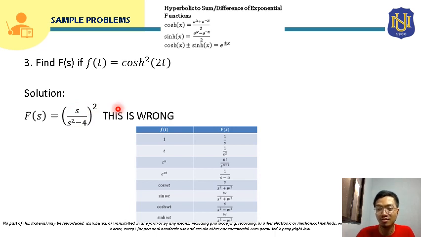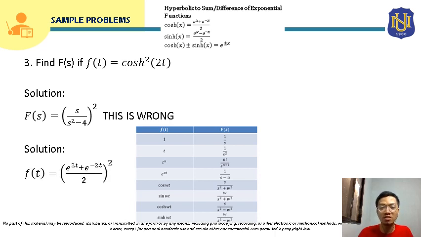Class, this is actually wrong. This is a wrong solution, a wrong answer if you do this, because this is not linearity of Laplace transform, so we cannot apply this. The right solution: since our given is cosh squared 2t, we know that we can transform cosh 2t into its equivalent sum or difference of exponential functions. So that's our right solution.